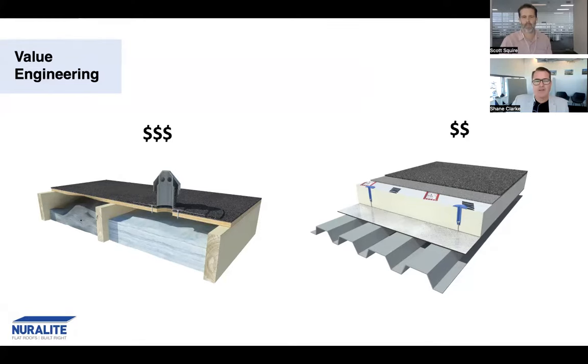Yep. So another question here, Scott. Do we use the metal tray warm roof build-up in residential buildings? Yeah. Yep. No issue at all. So residential, commercial, it isn't constrained by the size of the roof. We see metal tray being used on plenty of residential projects for sure.